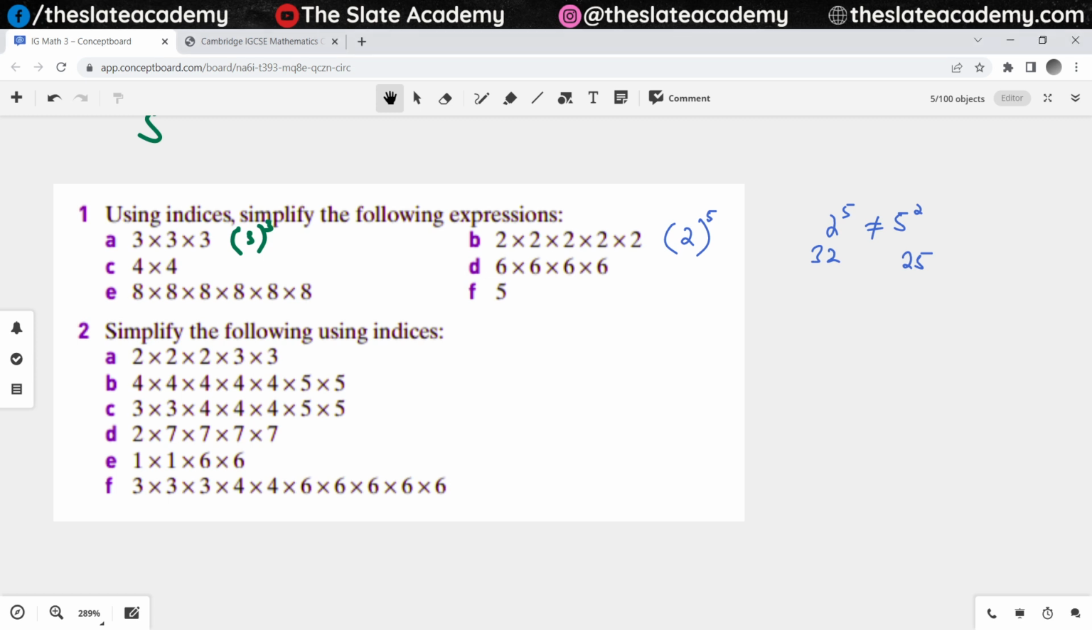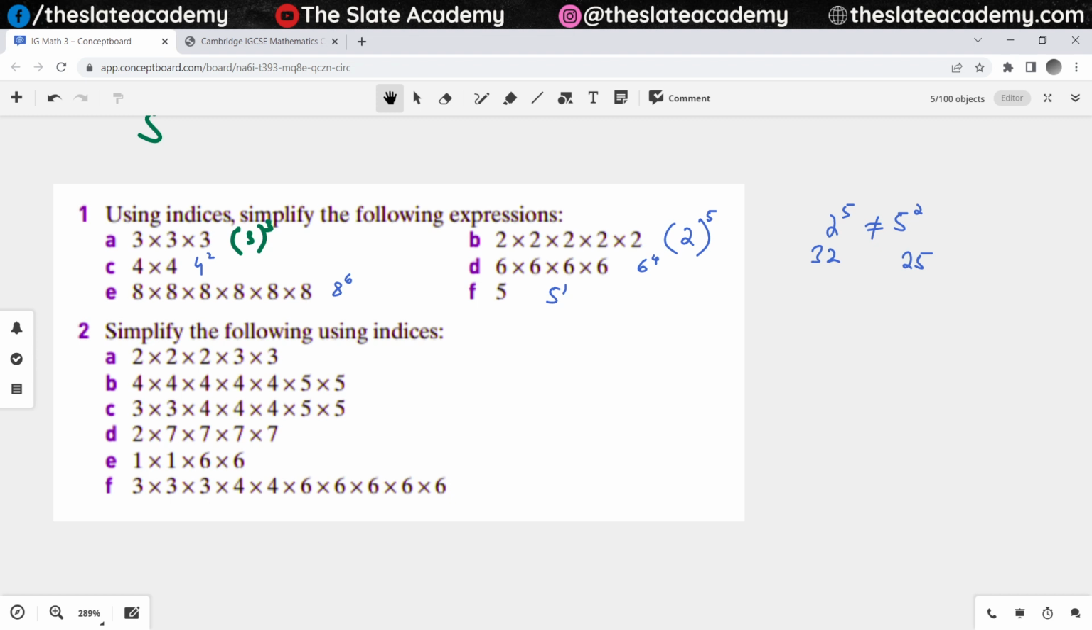Acha ji. Similarly, for question number D, if I quickly solve it, what would the answer be? 6 to the power 4. Doesn't make a difference. Okay. F would simply be 5 to the power 1. It would stay as it is. And E, what would be E? 1, 2, 3, 4, 5, 6. There are 6 8s multiplying with each other, so it would be 8 to the power 6. Understood?